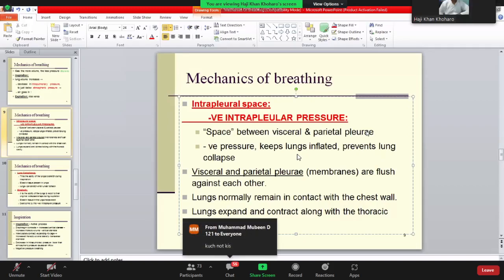During inspiration, the intrapulmonary pressure will become negative. It is not always negative. It may be 0 or 1 millimeter mercury below the atmospheric pressure. Again, the air will leave. Okay.